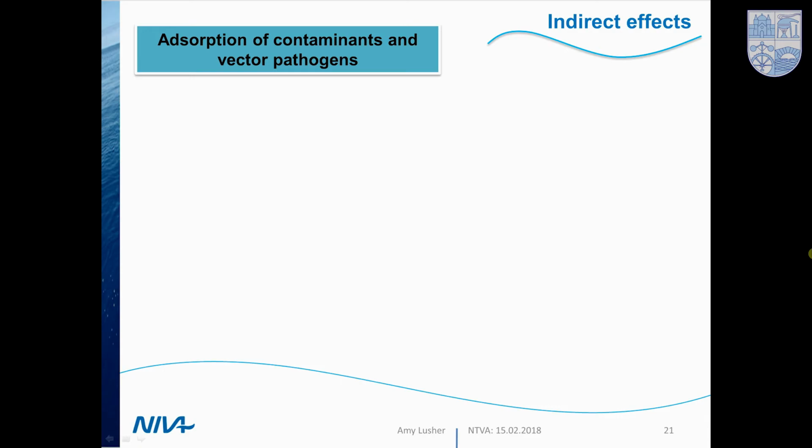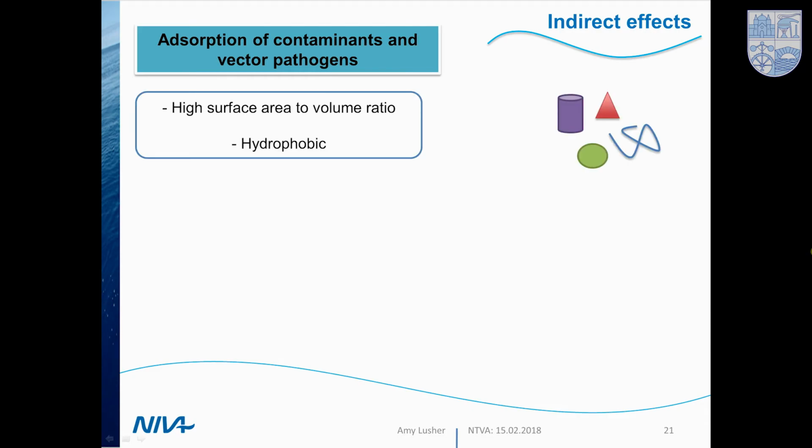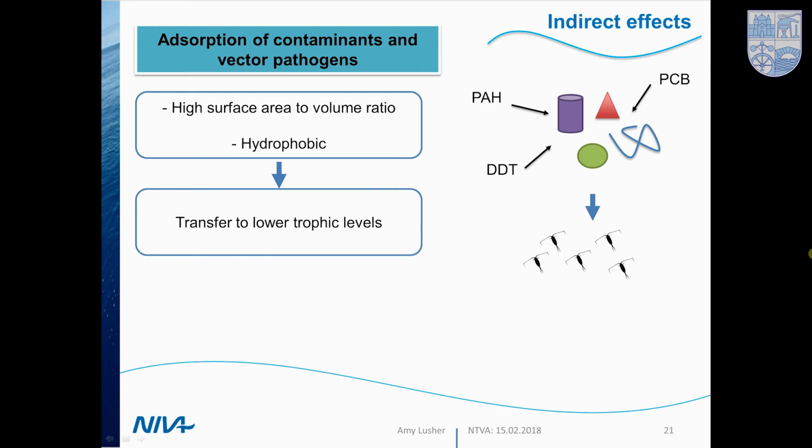And the last one is looking at the absorption of contaminants and pathogens as vectors on microplastics. In the simplest form I can manage, microplastics have a very high surface area to volume ratio, and they're hydrophobic, which means that they can absorb contaminants from the environment. If these plastics are in the environment and have absorbed chemicals, they can transfer into food chains if animals eat them and there's a high enough level of chemical on the plastics. There could be a movement into the lower trophic levels.